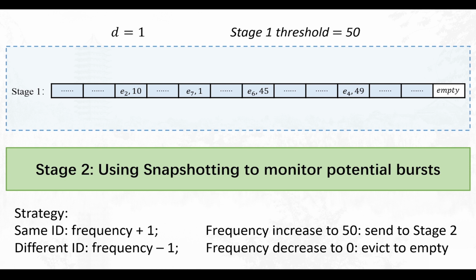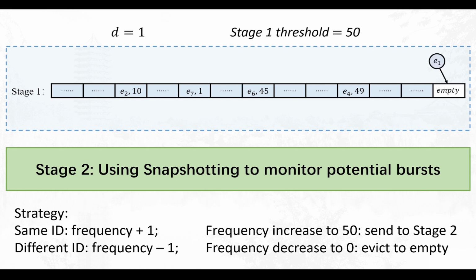Stage 1 is a hash bucket array. Each bucket records an item's ID and frequency. For an incoming item, we hash it into D hash buckets. In this example, D equals 1.